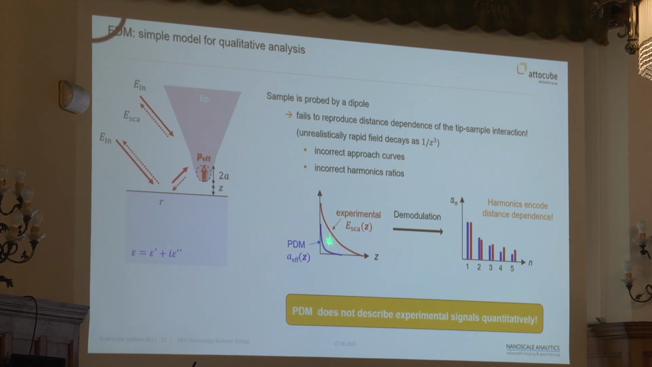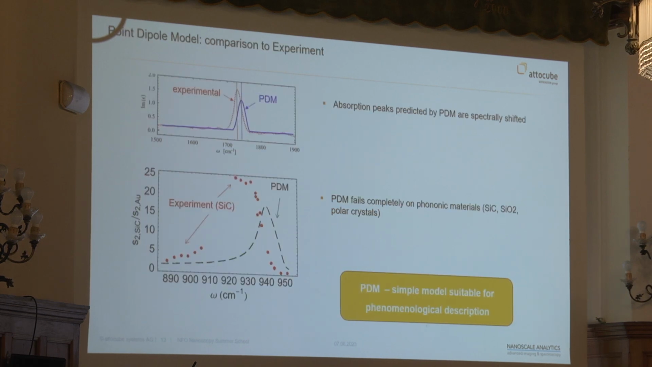And that means, of course, if you apply the demodulation technique, you get the harmonics. These harmonics are essentially a Fourier series representation of the same approach curve. So if the model doesn't capture the approach curve correctly, then of course the harmonics will be wrong. And this is exactly what happens. So here are some consequences of this.